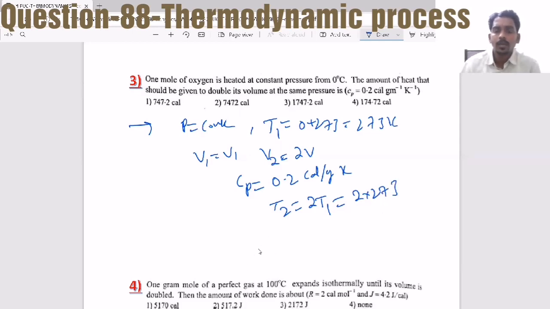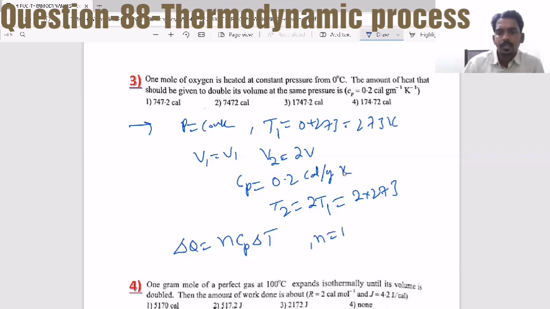Now they are asking the amount of heat. So ΔQ equals, at constant pressure, nCP ΔT. Now n is 1 mole, CP they have given, and ΔT we found. But here you have to take care of CP: it is in terms of calorie. The answer is also in terms of calorie, so no problem, and you can directly substitute. This is the way you need to check the proper conversion of units and take proper units.